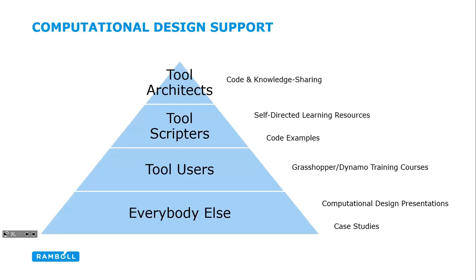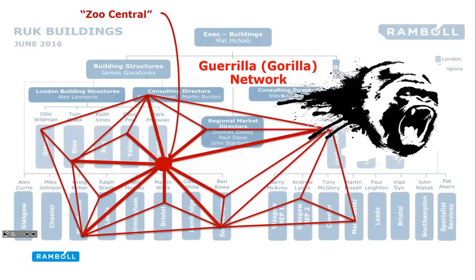So part of what I've been doing since I arrived is to generate this support structure for computational designers with various specializations, part of which is something called the Gorilla Network. The idea here is that as well as this core team of RCD, we've got a network of computational design specialists and aficionados in various different groups throughout the business. So it's not just a little team sitting in a corner working on cool stuff.